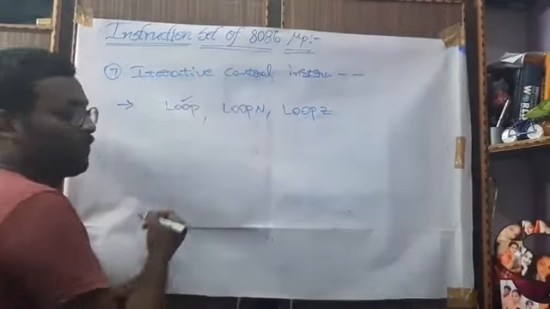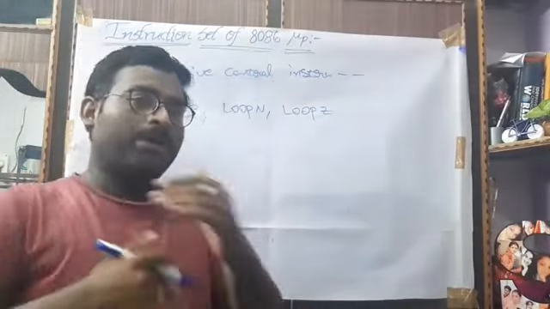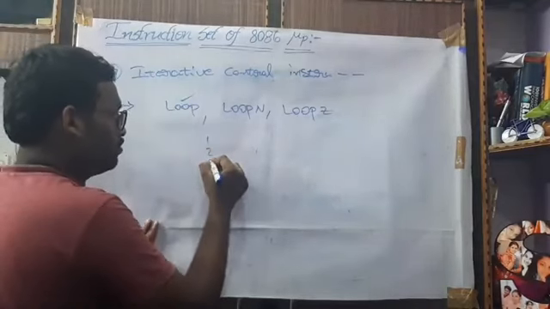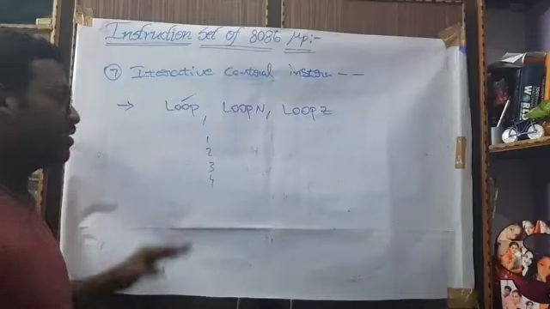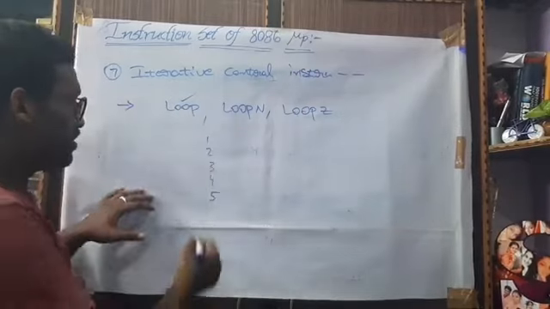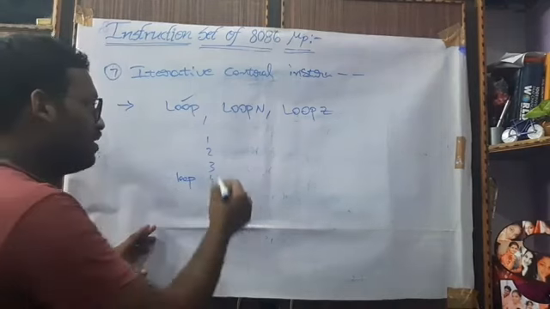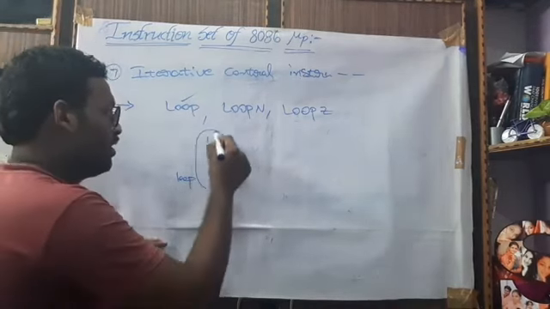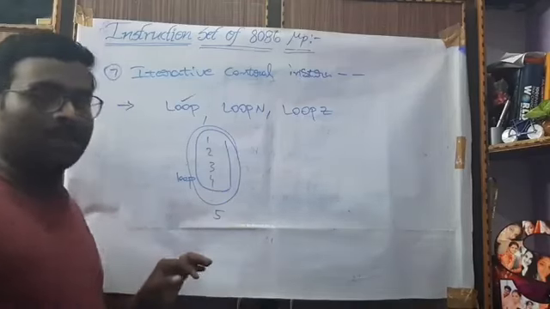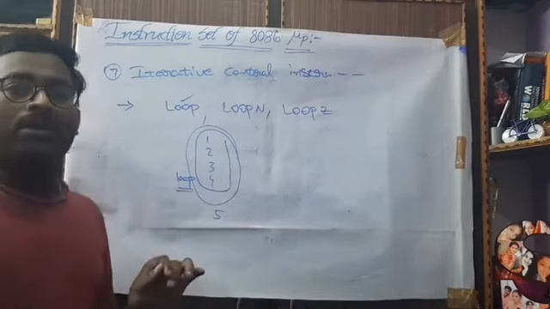So loop means we have to repeat some group of instructions repeatedly until we need. Suppose 1, 2, 3, 4 are the 4 instructions, and after that the 5th instruction is there. If the loop instruction is here, the execution is repeated in this loop only. So the 5th instruction cannot execute unless we break this loop.